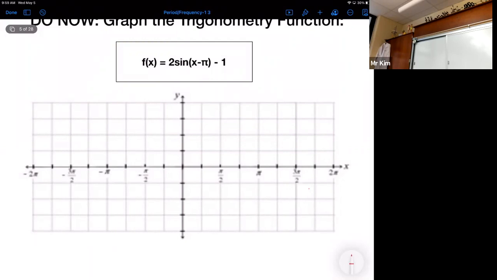Every one of these hits at negative pi, which is the middle. At negative pi over 2, it should be here. It should be 0. So I should see every single one of these only have 2 full waves. This one only has 1 full wave. So that one.